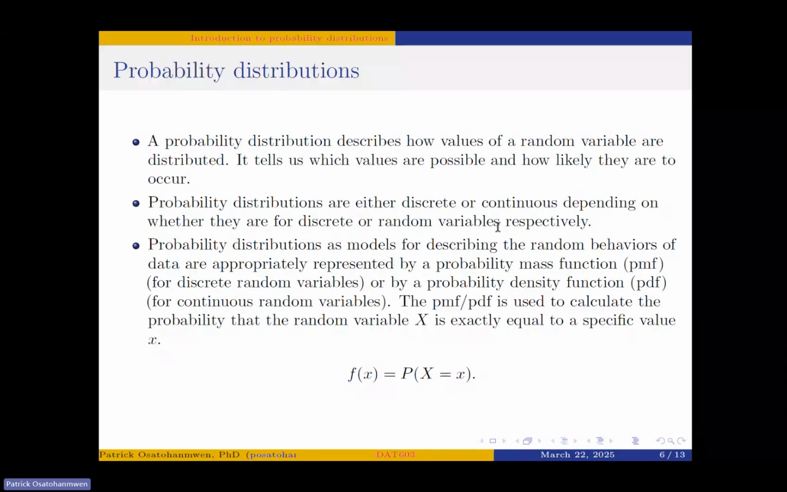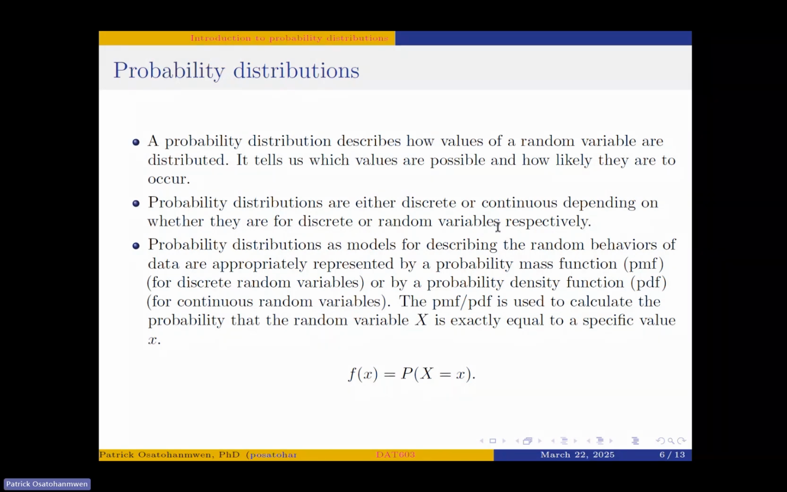You want to see the spread of the data. You want to see the various angles of that data. So then further, you begin to compute the probability of specific outcomes, I mean, the specific values of that random variable. So that's a probability distribution. It is used to describe how values of random variables are distributed. It tells us which values are possible and how likely they are to occur.